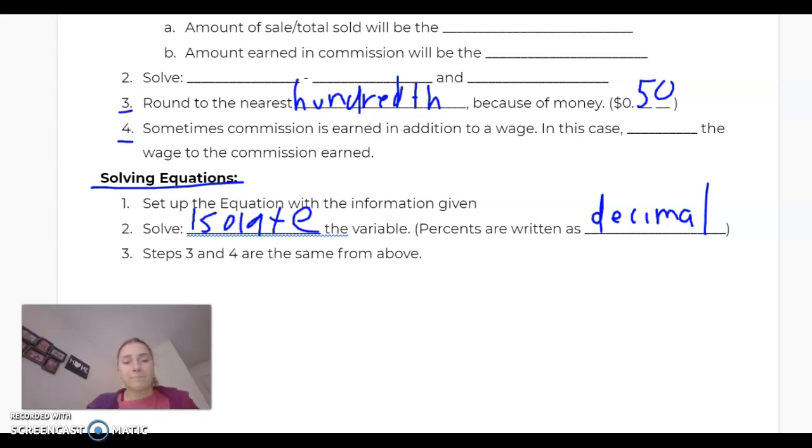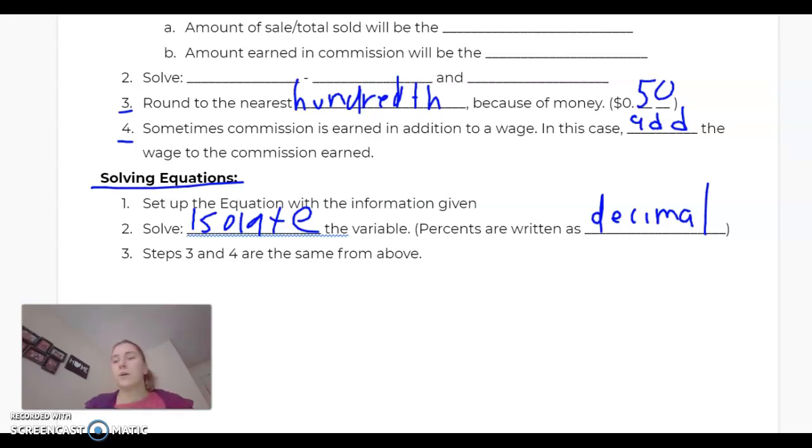Number 4. Sometimes commission is earned in addition to that wage, that money that you're making hourly or weekly. So in this case, you're going to add the wage to the commission earned. You're not always going to have that step 4. That's only if you're adding to that wage. Sometimes you don't have a wage; you're simply earning money based on your commission. So make sure you're reading the problem and knowing whether you need to continue on and add that wage or you're done with just your commission.